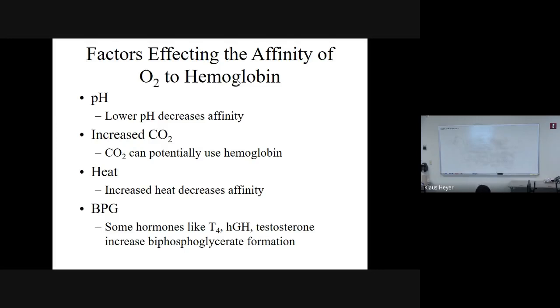If you get too much of that building up in your body, you're going to break open your cells. It's too acidic. That's why somebody with acid ketosis, like a diabetic, will be breathing faster, because they're trying to expel carbon dioxide to raise the pH to make it less acidic. But anyway, that has nothing to do with this. Lower pH, increased carbon dioxide. Carbon dioxide will take the spaces of oxygen.